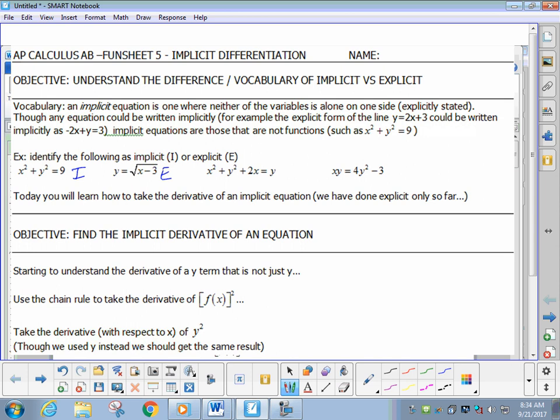I understand y is by itself, but isn't it a mixture of x's and y's? Y is not clearly solved for all by itself, right? So it's not in terms of only the other variables. So that would be an implicit equation. Although y is by itself on one side, it's also mixed up on the other, and so it is an implicit equation. And the last one, it's implicit also.